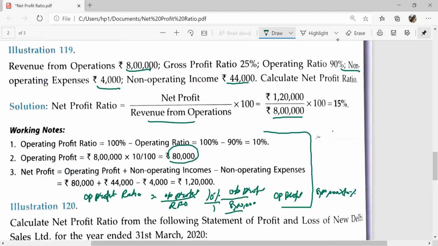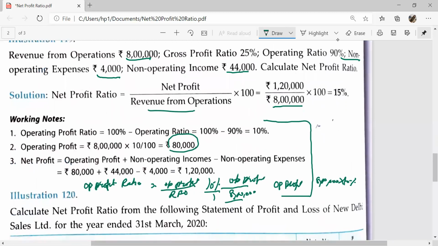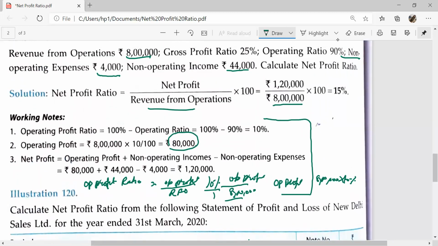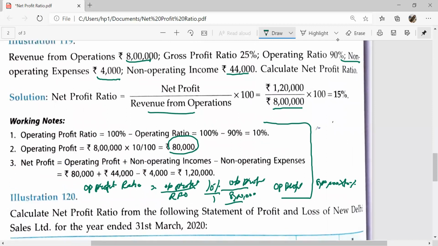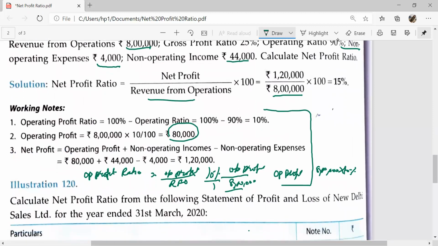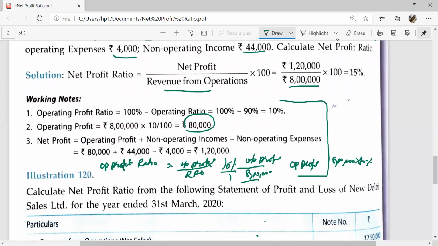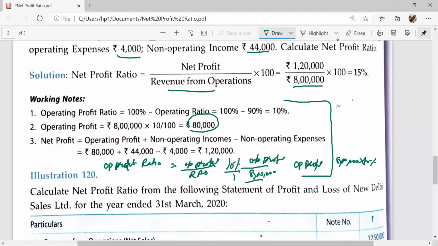We will deduct the non-operating expenses and non-operating incomes from it. 80,000 minus non-operating expenses 4,000, and add non-operating income 44,000, and the net profit is 1,20,000, and the net profit ratio will be 1,20,000 divided by 8 lakh into 100, 15%.